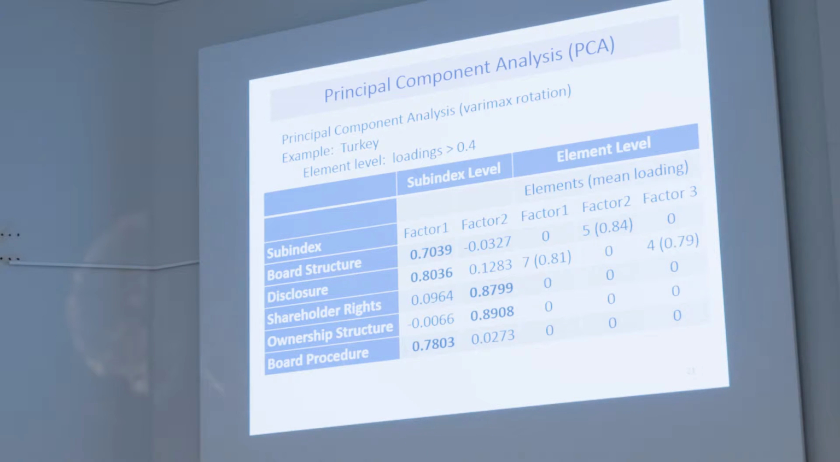At the sub-index level, the first principal component loads on disclosure and board structure and board procedure, and not the other 2 sub-indices that we can measure. That's interesting. That's some evidence of coherence. And then the second principal component loads on the 2 that weren't in the first. Then if we go down to the element level, the first principal component loads heavily on disclosure. If we count the elements with loadings over 0.4, they're all within the disclosure index, and their mean loadings are quite high at 0.81. The second principal component is all board structure.